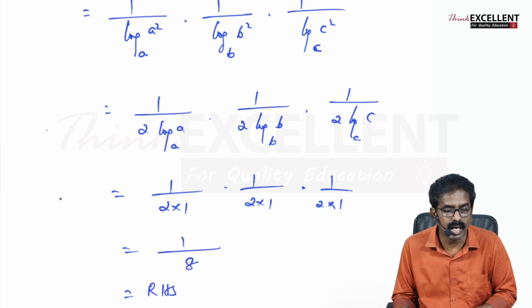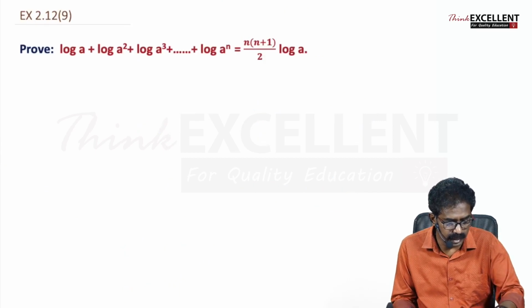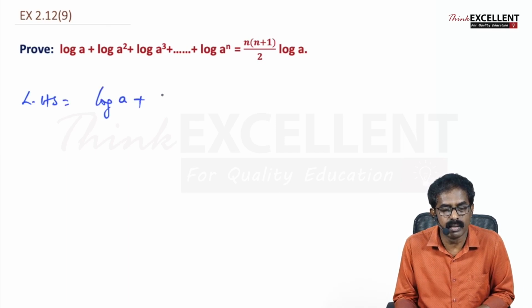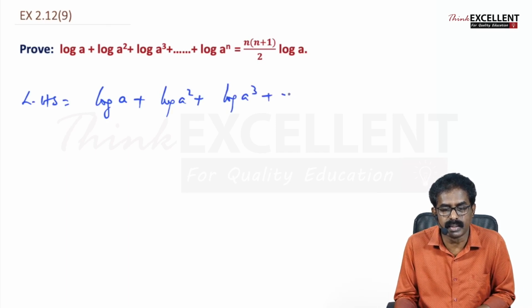And that is our RHS. Now sum number 9. Very simple question. Again prove that. We start with LHS. What is LHS here? Log A plus log A square plus log A cube plus etc. log A raised to n.